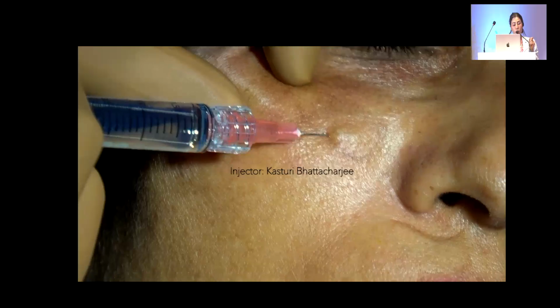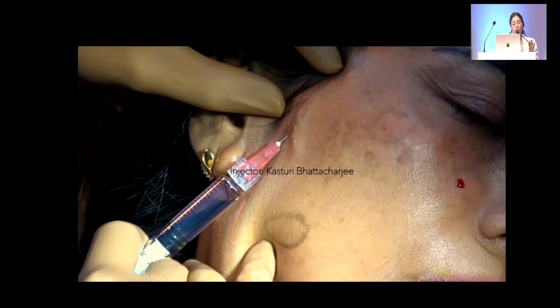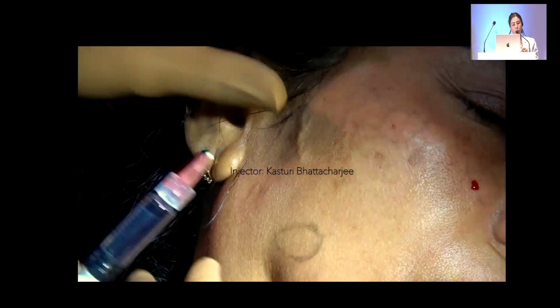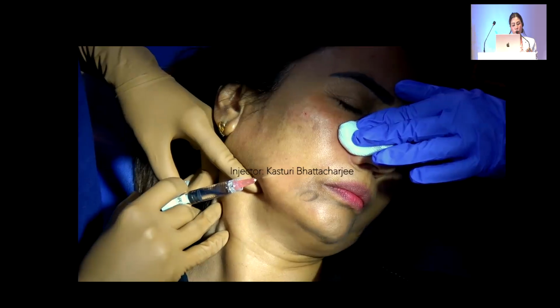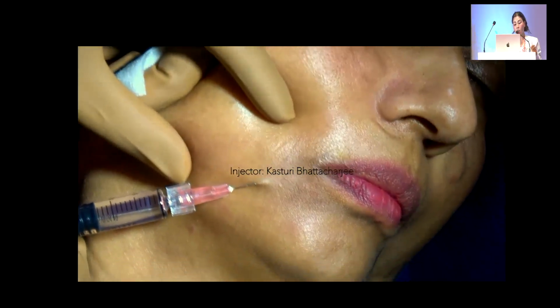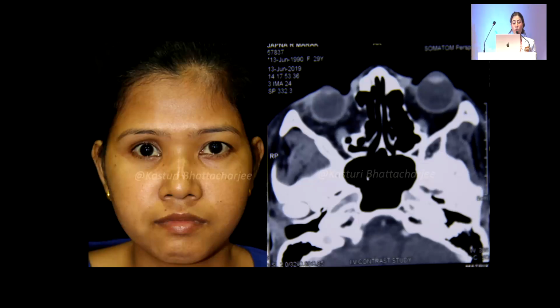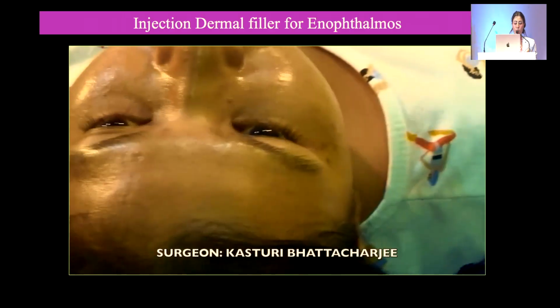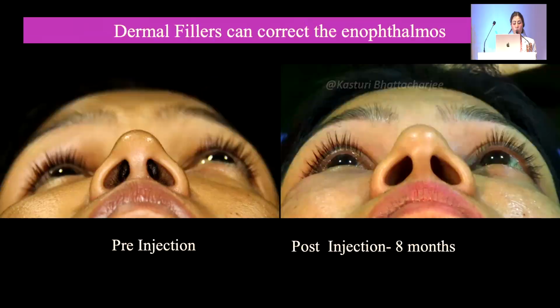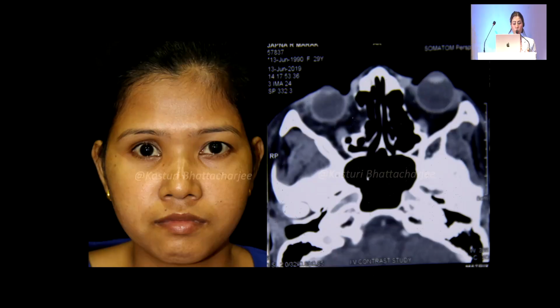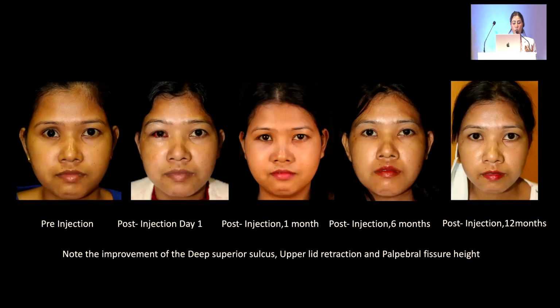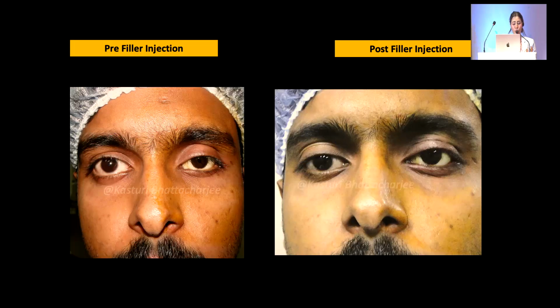That is just a medial nasal point, the medial cheek point, the central lower cheek point, the pretragus, the jowl, and also you can give a point in the DAO. So this really gives a very good correction. And then lastly, these are some of the ophthalmic indications where we use it for the correction of enophthalmos. As you can see, this patient, I think I should stop here.